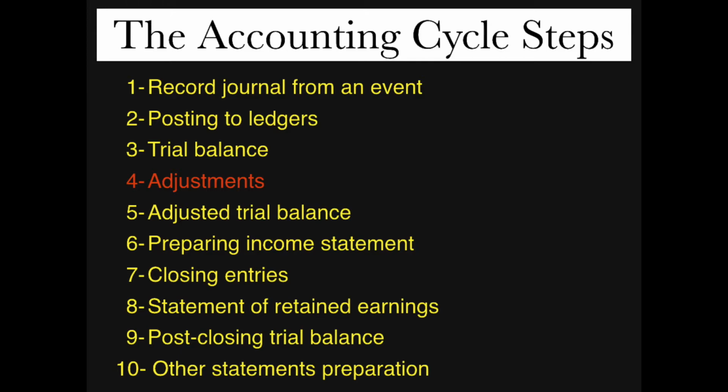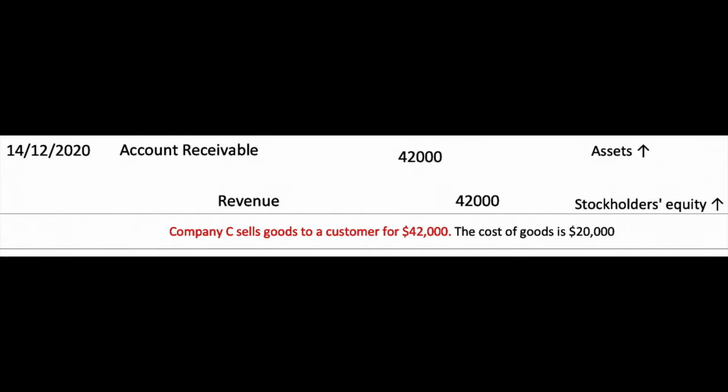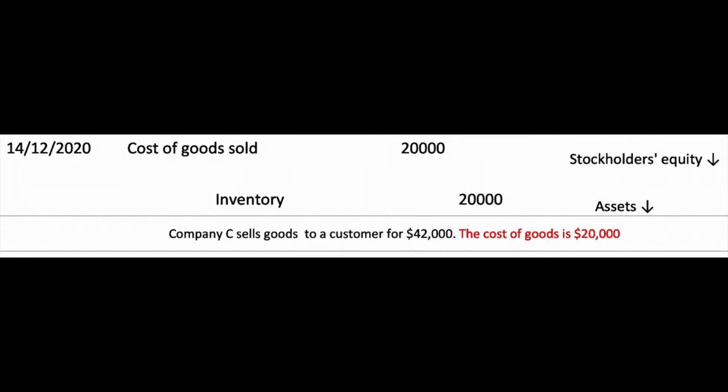Four. Adjustments. The first adjusting transaction, Company C sells goods to a customer for $42,000. The cost of goods is $20,000. Account receivable of $42,000 should be debited and the revenue credited for $42,000. This transaction always comes with sales transaction.